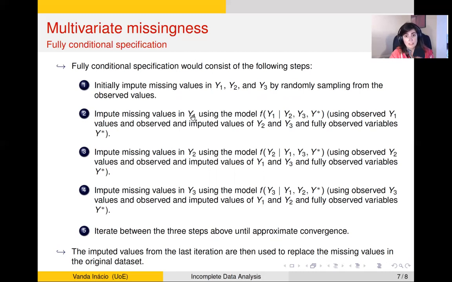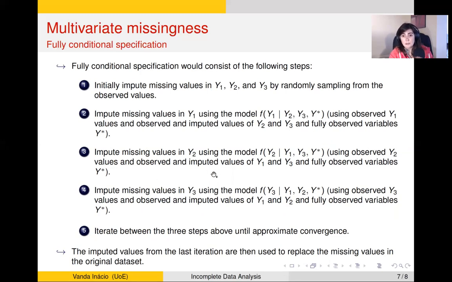But what I will do is then I will use the model that I have specified for y1, and I condition on y2, y3, and y star, and now y2 and y3 are fully observed, and so I fit my model using the observed values for y1. Remember that for stochastic regression imputation, for instance, we were only using the observed set of data, so I'm only using the individuals with observed values for y1, and I'm using the values of y2 corresponding to those with observed values on y1, and these y2 values might be a collection of both observed and imputed values, the same for y3, and y star is fully observed.